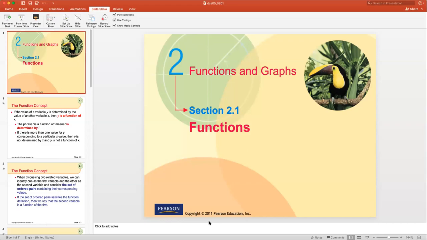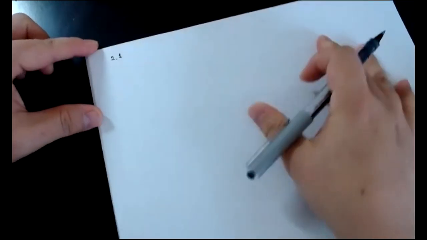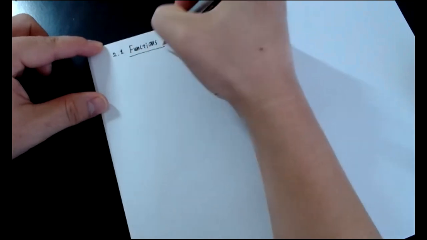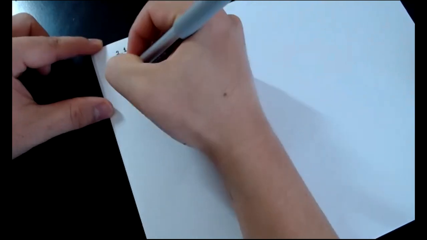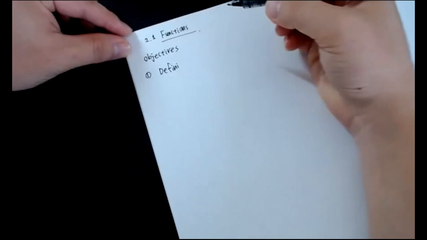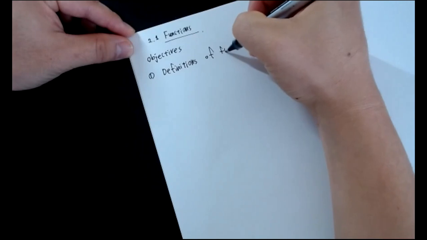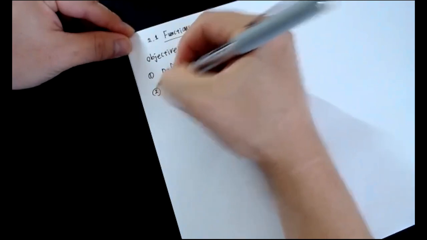First one, objective. So 2.1, functions. The objective is this. Definitely we're gonna study the definition of functions, right?